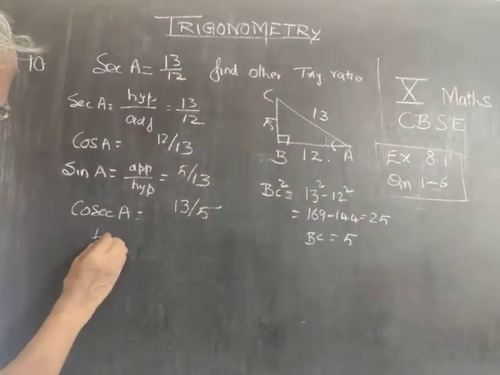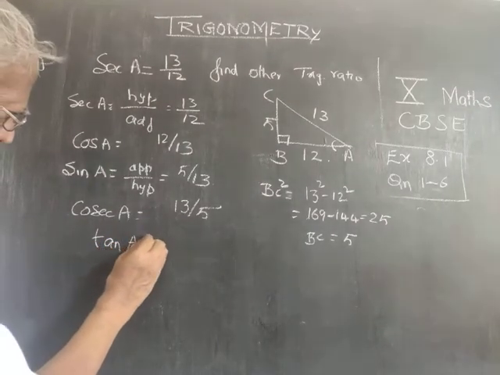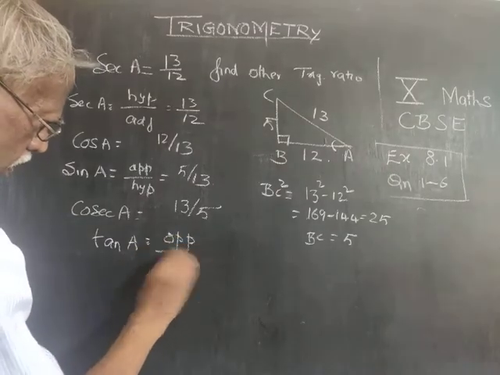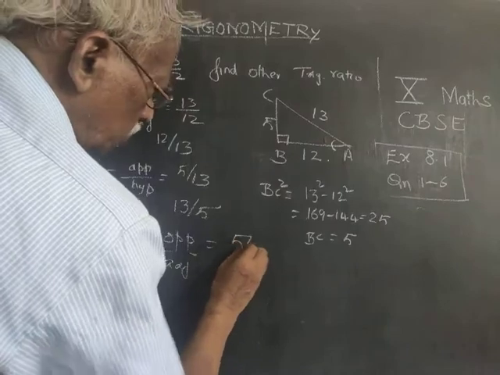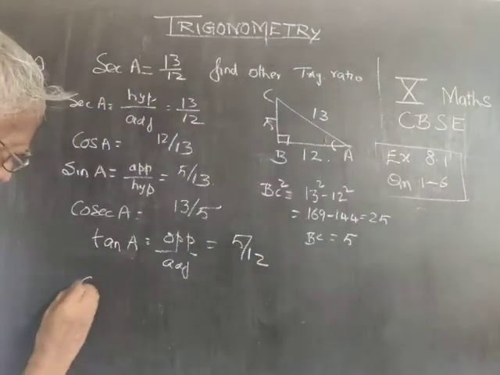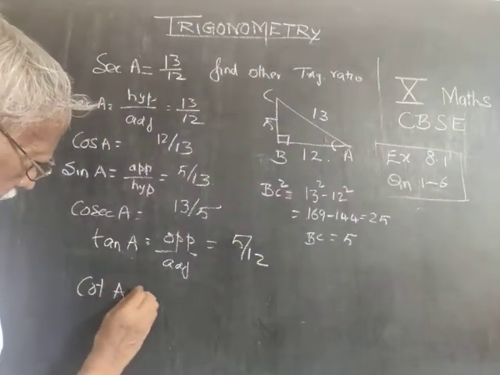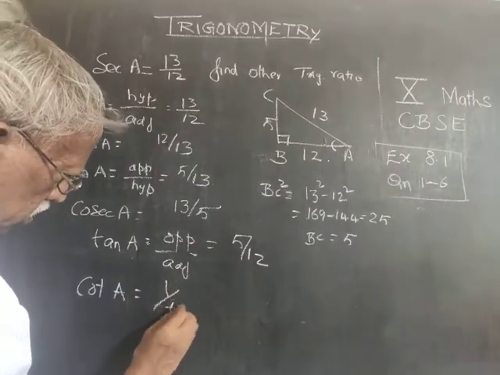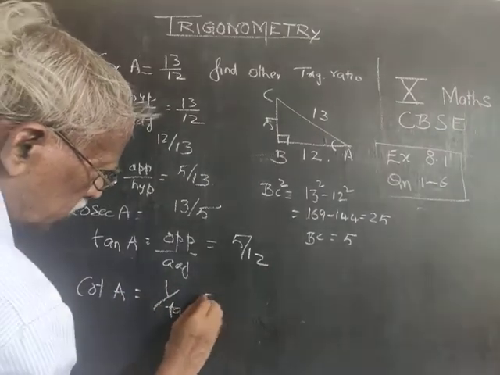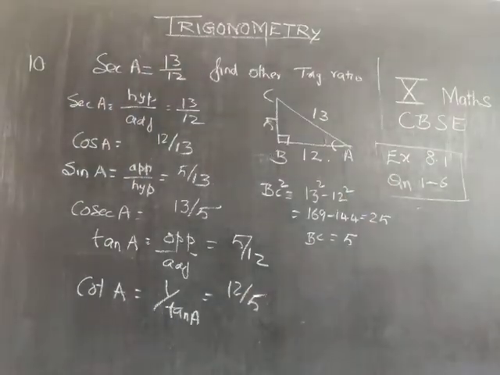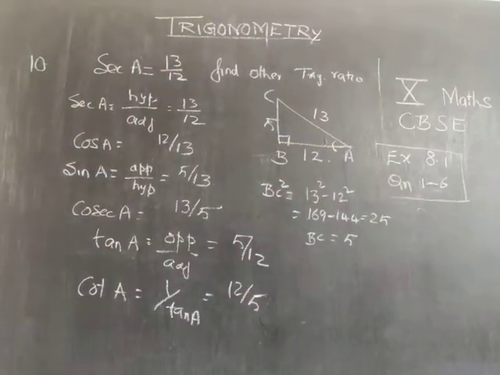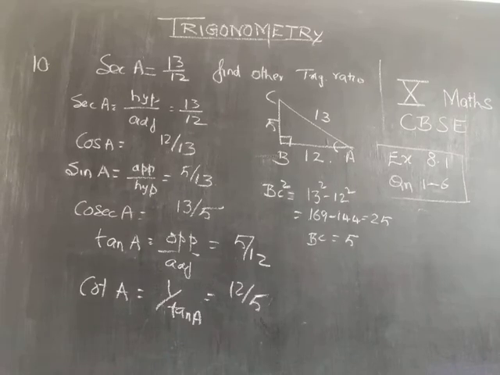So tan A, opposite by adjacent. Opposite is 5, adjacent is 12. That is tan A. The last part, what is cot A? Cot A is the reciprocal of tan A. Therefore the answer is 12 by 5. So the problem is complete. Very, very simple problem. Now I go for the last problem for the day, for this video.